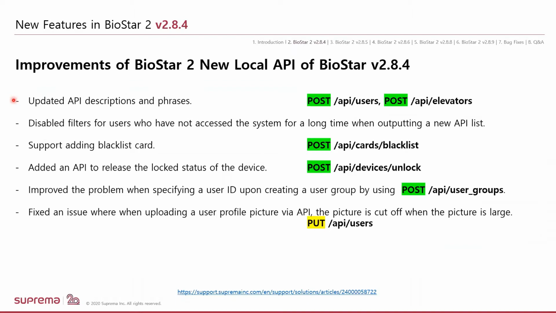The second major new feature in the BioStar 2.8.4 is improvements of BioStar 2 new local API. Let's check what kind of improvements have been done. Updated API descriptions and phrases. Disabled filters for users who have not accessed the system for a long time when outputting a new API list. Support adding blacklist card. Added an API to release the locked status of the device.